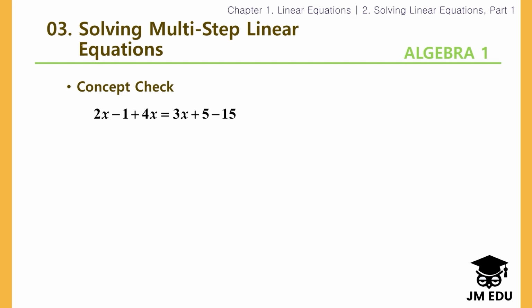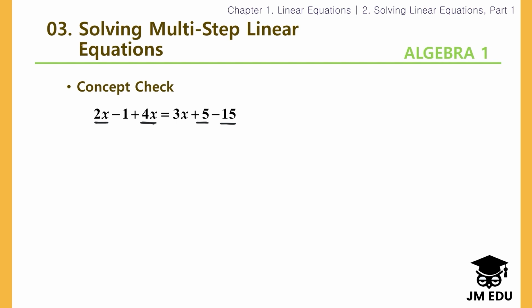All right, concept check. We have 2x minus 1 plus 4x is equal to 3x plus 5 minus 15. This equation doesn't have any parentheses, right? So we don't have to worry about parentheses. On the left-hand side, we have like terms, 2x and 4x. On the right-hand side, we have 2 constants. So we're going to have to simplify each side first.